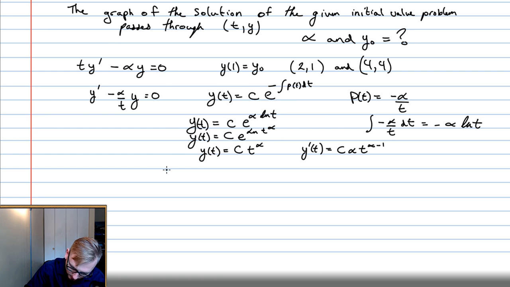Y is 1 when t is 2. So we've got 1 is equal to c times 2 to the alpha.